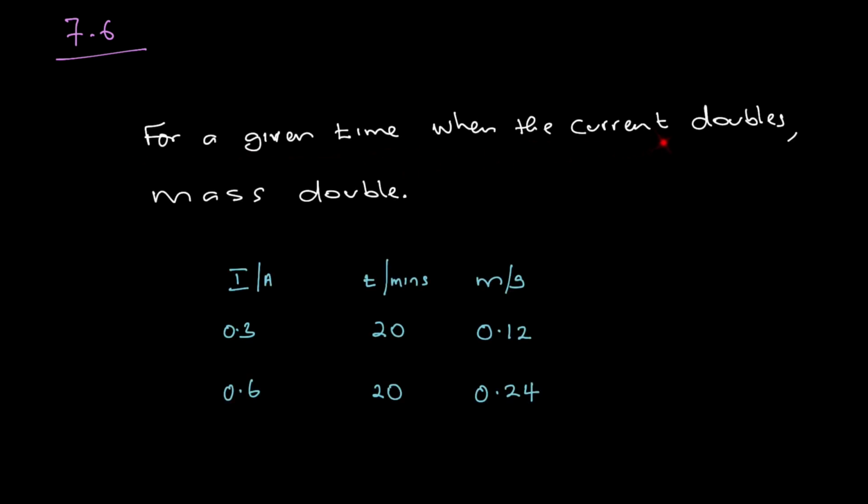Question 7.6. How do the results in figure 5 support the conclusion that the total mass of copper produced is directly proportional to the current? Use data from figure 5 in your answer. For a given time, when the current doubles, the mass doubles. Here is the current, and this is the time. The time given is 20 minutes. When the current was 0.3, the mass is 0.12. And when the current now doubles to 0.6, the mass also doubled to 0.24. So when the current goes up, the mass also went up by the same proportion, which means that the current is directly proportional to mass.